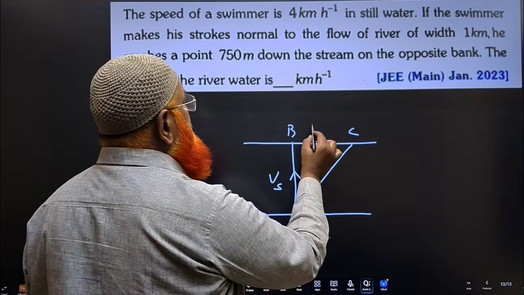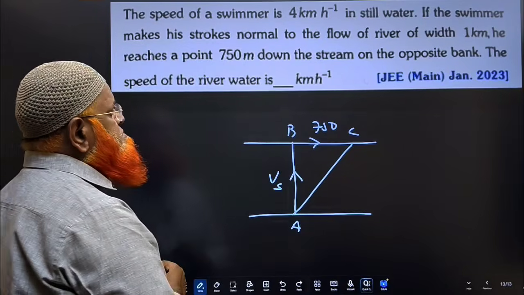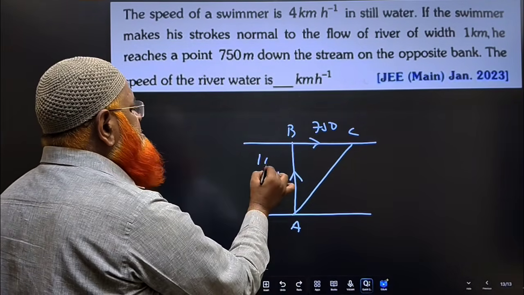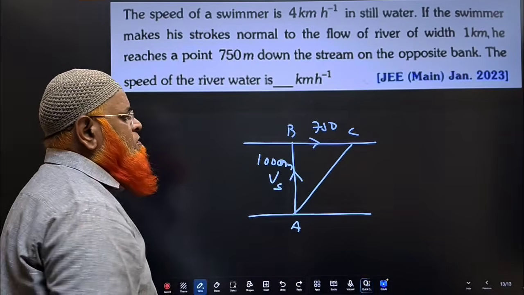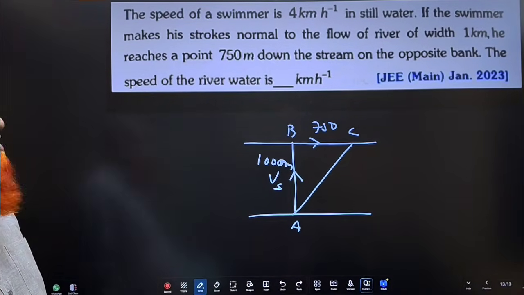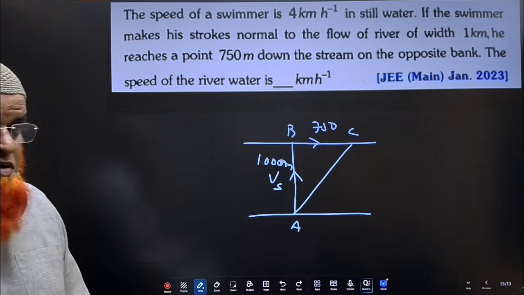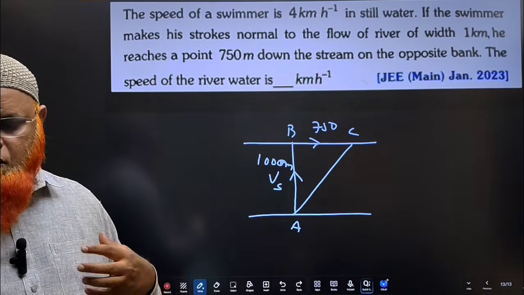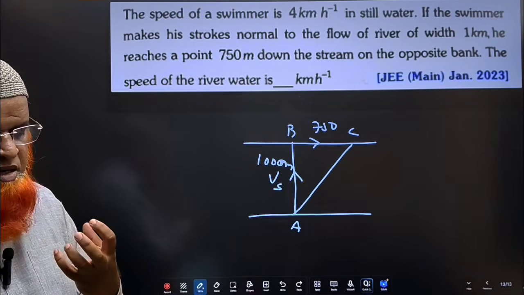Okay, that means this is going to be 750. Am I right or not? And what is this? Width of the water is 1 kilometer, is 1000 meters. 1 kilometer is how much? 1000 meters. The speed of the river water, without doing anything I can tell. Now, how you have to tell? Okay, I'll tell you what is happening here.